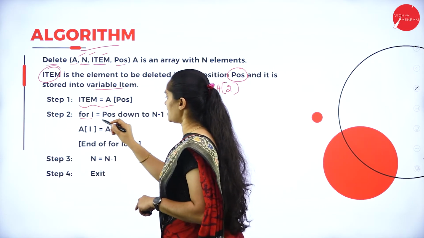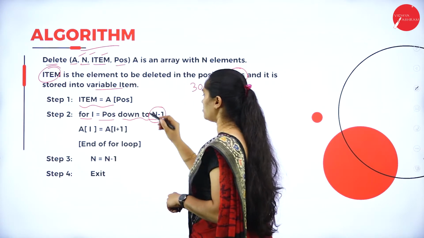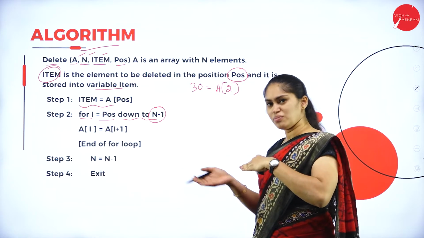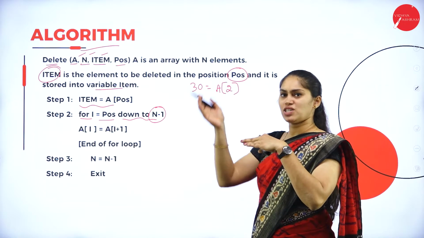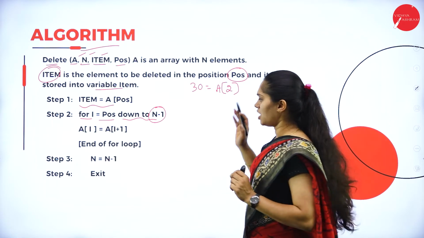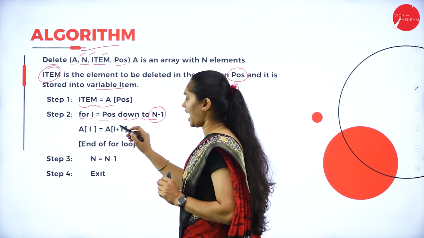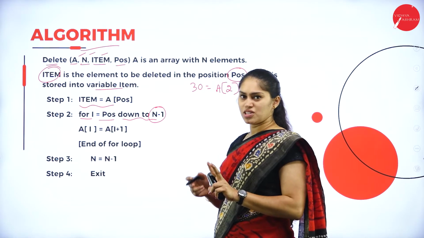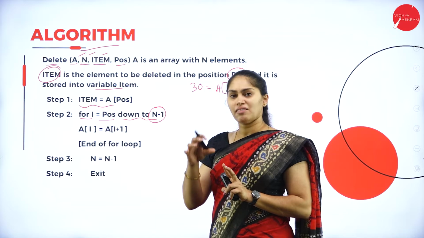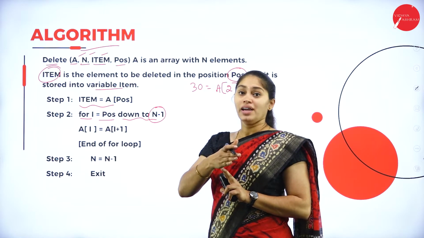After that, for I equal to position down to n minus 1, the last element should be shifted to the previous location, and the last but one element should be shifted to another previous location. So whatever we have in A of I plus 1, if I is the second position, then whatever we have in A of 3 should be copied to A of 2.